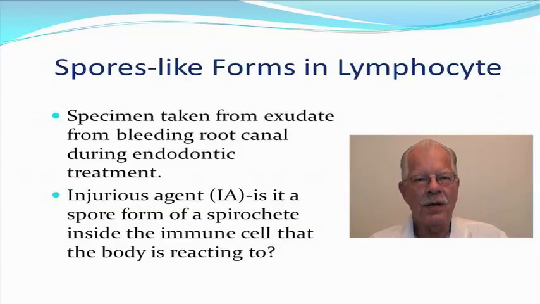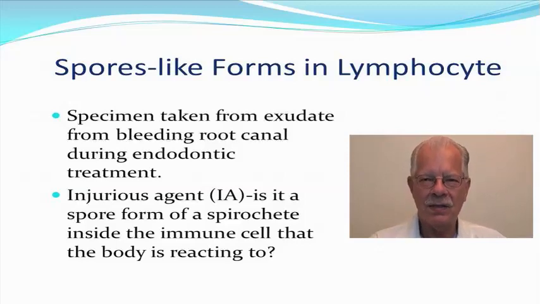In the next slide, we're going to see a sample, and this is one of the first samples in which I found these spore-like forms in a macrophage. I was doing a root canal, and I had actually perforated through between the crown and the root, and I didn't realize it, and it caused bleeding. At first I thought it was just bleeding from the nerve chamber, but I took a sample and put it on the microscope, and you can see these little spore-like forms in this. It looks like a lymphocyte, but it's a phagocyte of some sort.